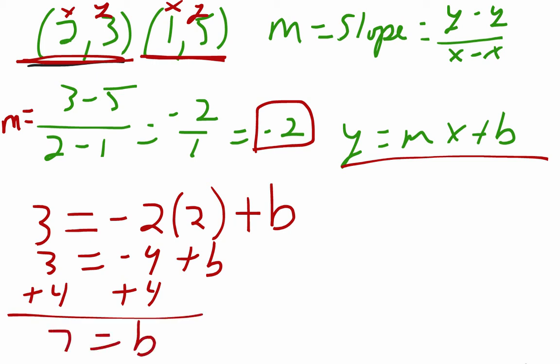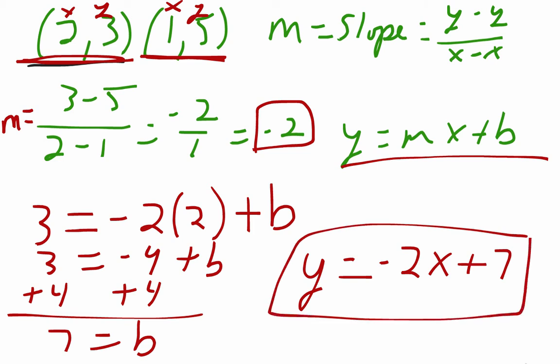So now I have all the information I need. So my linear equation would be y equals, my slope from the beginning was negative 2, x, and my y-intercept, which is b, is 7. So there is my equation for the given 2 points, and I have to find the slope first.